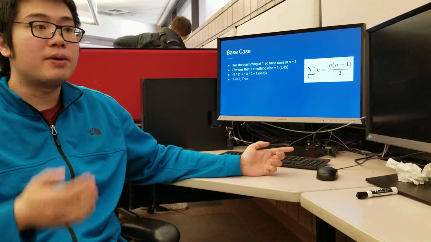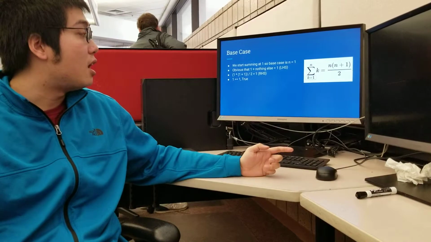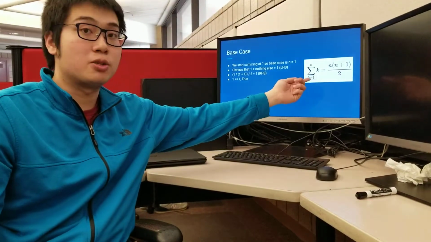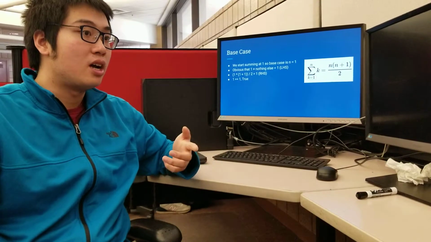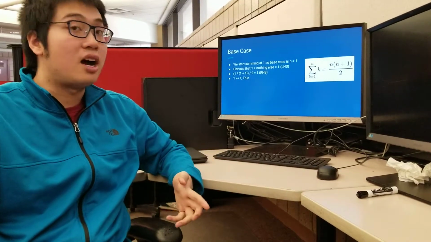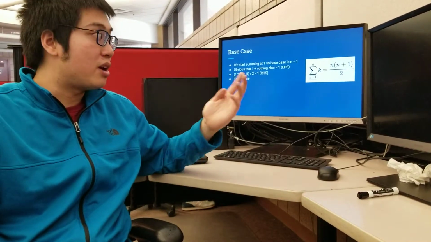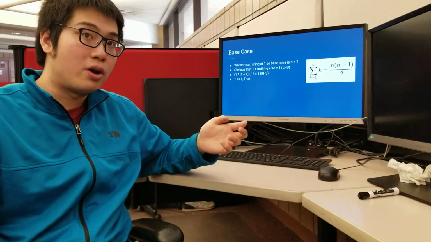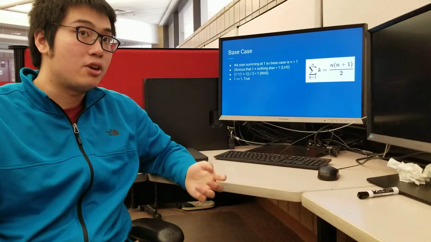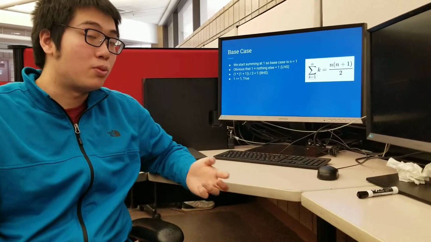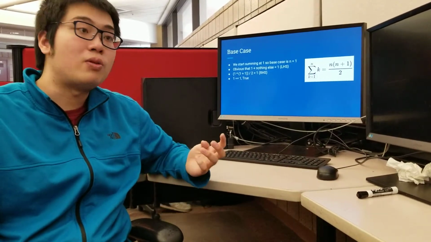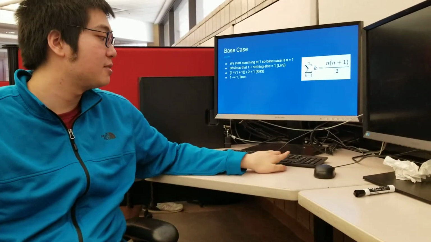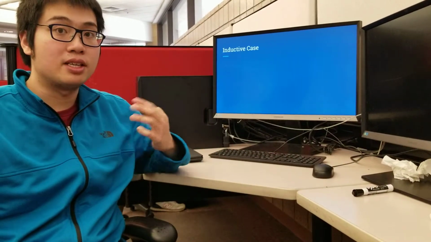In this case, the base case is actually pretty easy. You're just summing the base, which is 1. So you're just summing 1 to itself, which is 1, which means your entire left-hand side reduces to 1. Then if you plug in 1 for n on your right-hand side, you have 1 times 1 plus 1 over 2, which is also 1. So you've successfully proven your base case. Congratulations. Next up is the inductive case.